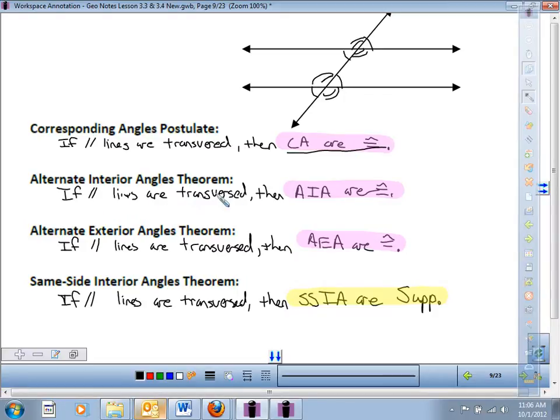If parallel lines are cut by a transversal, then alternate interior angles are congruent. Alternate exterior angles theorem: if parallel lines are cut by a transversal, then alternate exterior angles are congruent. And same side interior, this is the guy that changes. This is the guy that messes people up every year. Same side or supplementary. Same side or supplementary. So what you can do is pause this video and jot these theorems down.